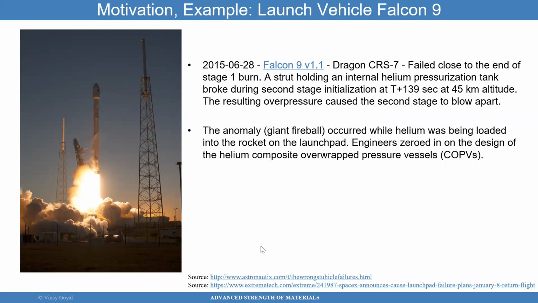And in this case, there was an anomaly on a Dragon CRS-7. It failed close to the end of stage 1 burn, and a strut holding a helium pressurization tank broke during second stage initialization, and that caused an overpressure that caused the second stage to blow apart. That anomaly was, you could see a giant fireball, occurred while the helium was loaded into the rocket in the launch pad. That's a second failure. So this is one failure, and that's a second failure.